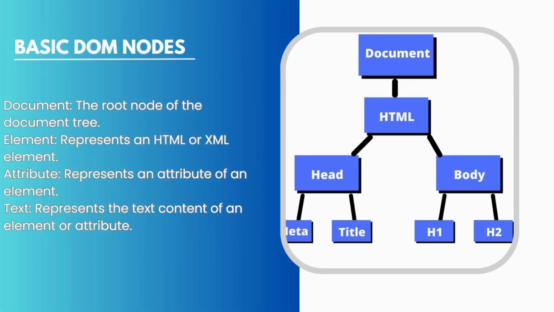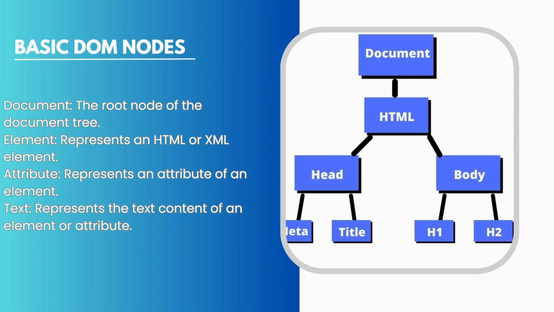Along with that, we're going to learn some basic document object model nodes. First, what is the document? The document is the root node of the document tree, which is a very basic part and the starting point of JavaScript, and it can be located or denoted in the HTML as well, which we're going to learn in this tutorial. Second is the element, which represents an HTML or XML element. Third is the attribute, which represents an attribute of an element. And the last one is text, which represents the text content of an element or attribute.